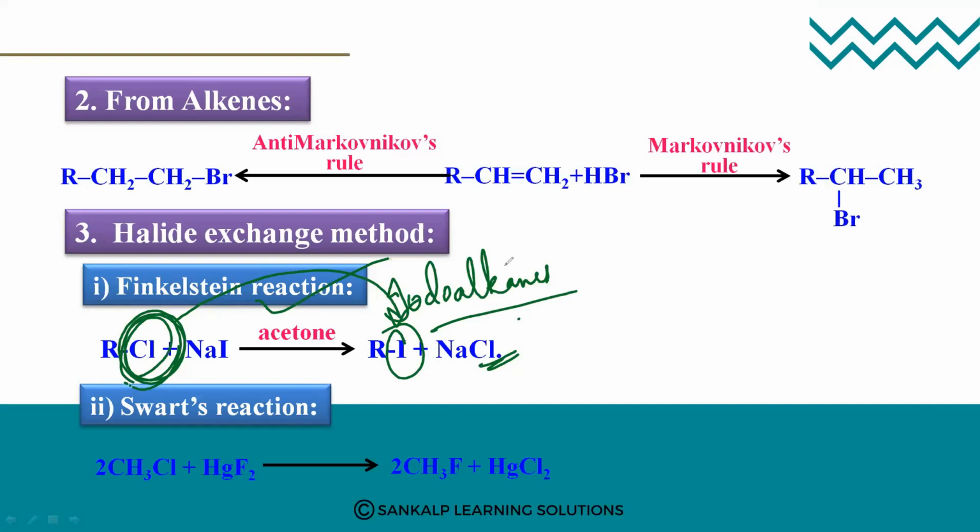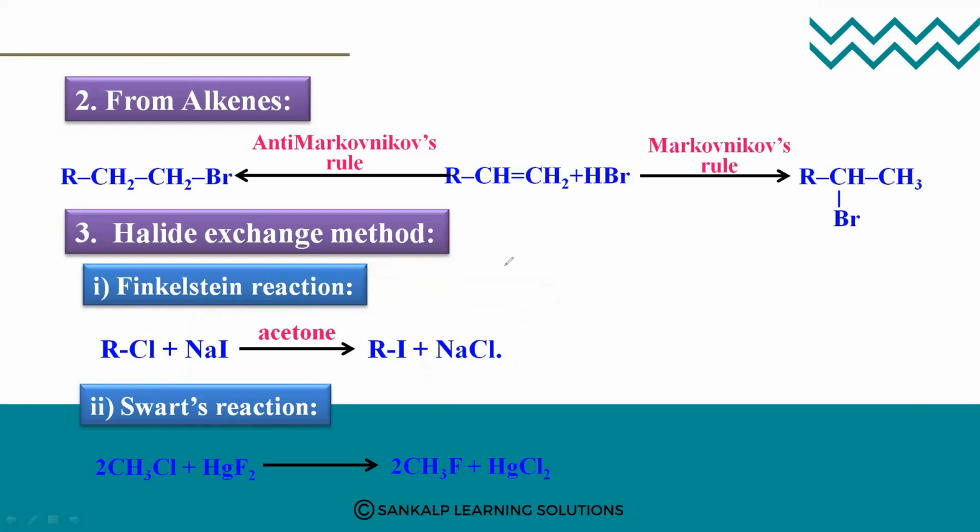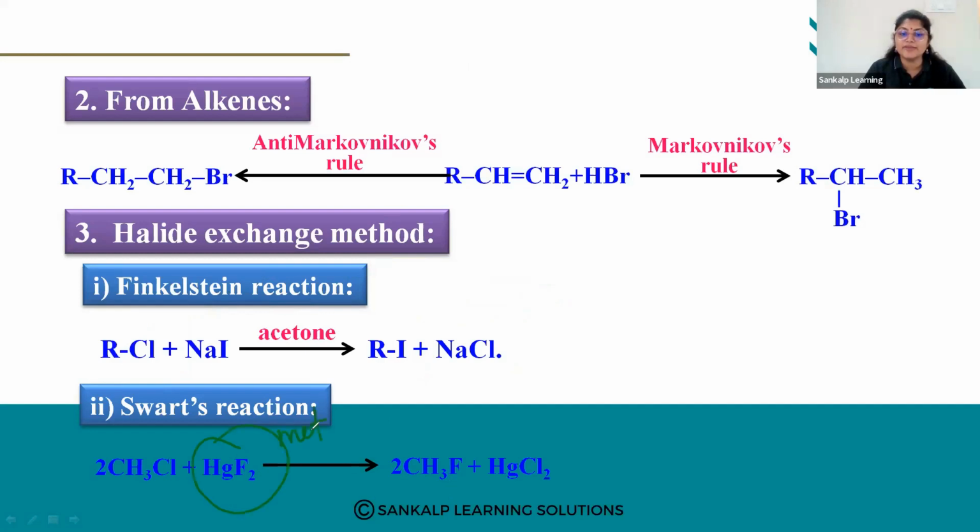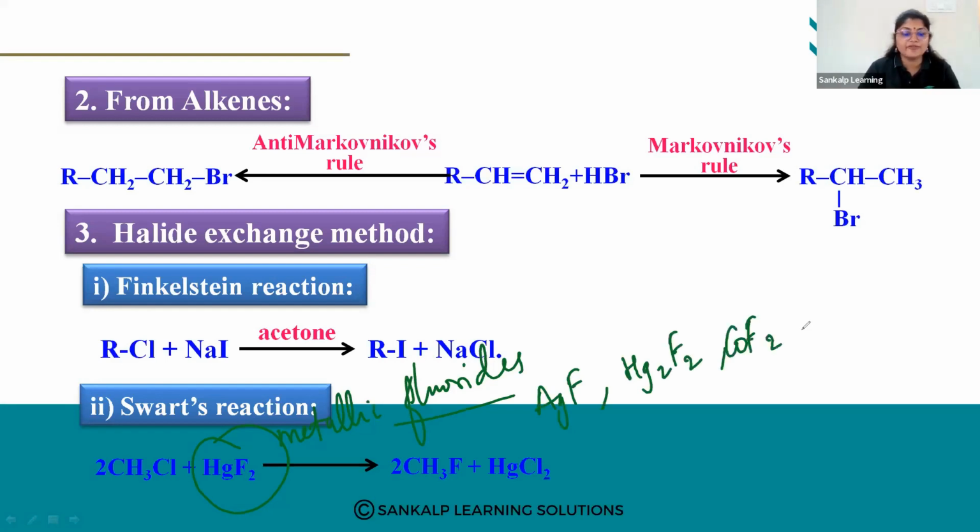Next we are going to see the Swarts reaction. What do you mean by Swarts reaction? This is also an example of halide exchange method. Here, alkyl chlorides or alkyl bromides are heated with metallic fluorides such as AgF, Hg2F2, CoF2, SbF3. From this you can form alkyl fluorides. So from this you can obtain alkyl fluoride.